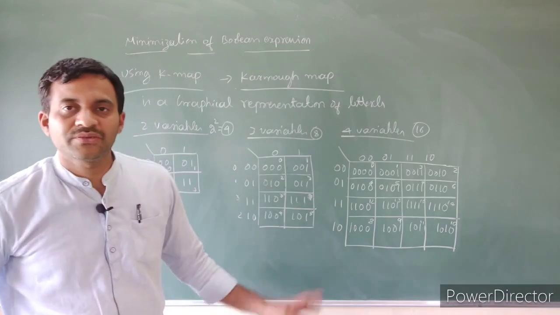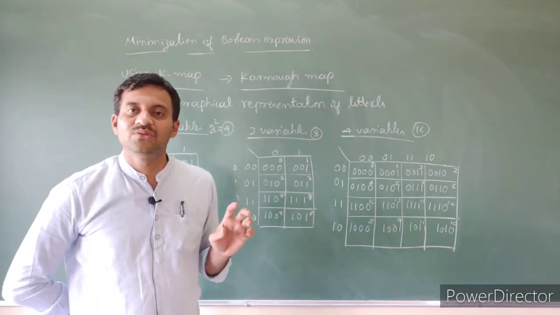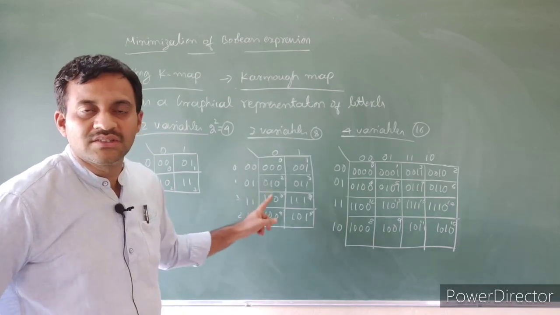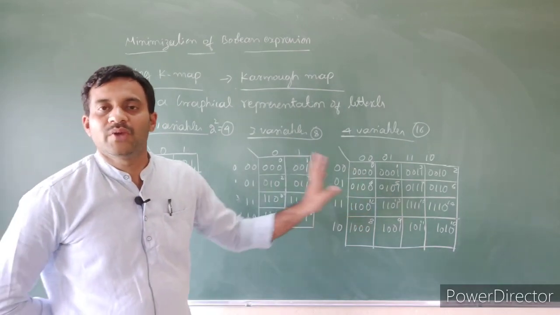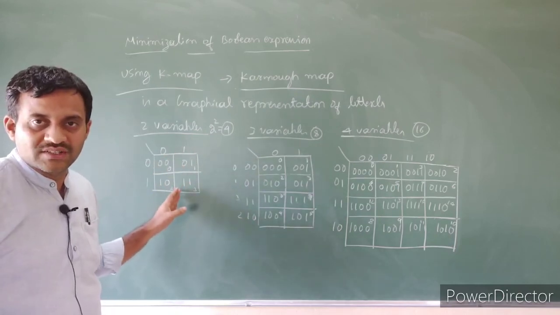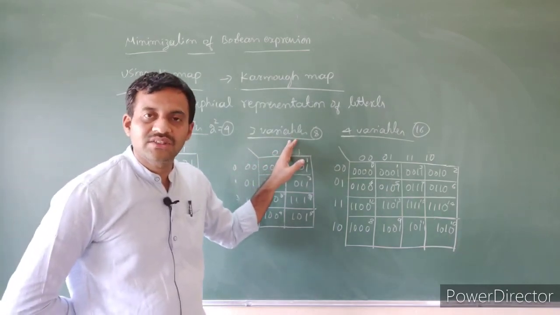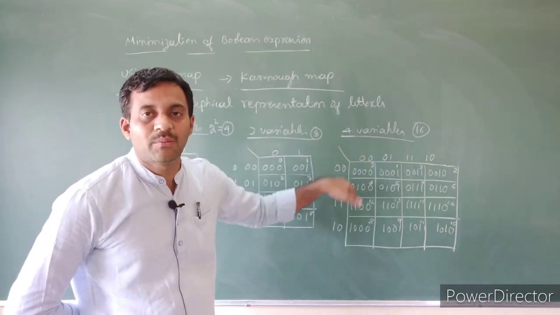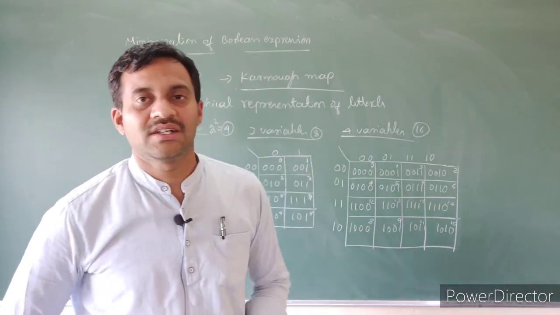This is the basic of the K-map. First we have to know how to write the K-map for 2 variables, 3 variables and 4 variables. If it is 2 variables, the K-map has 4 cells. If it is 3 variables, the K-map has 8 cells. If it is 4 variables, the K-map has 16 cells.